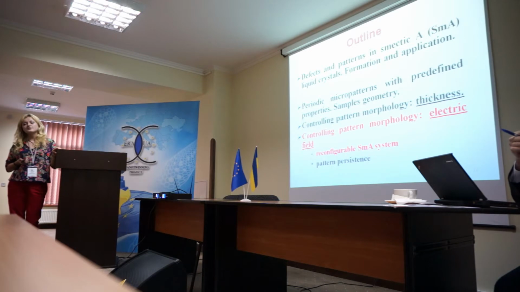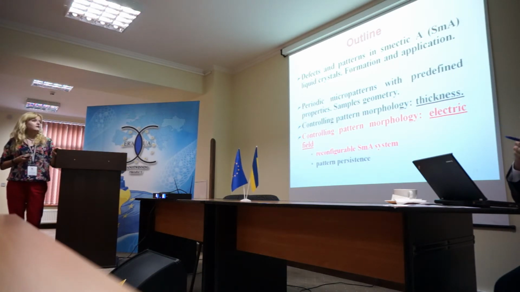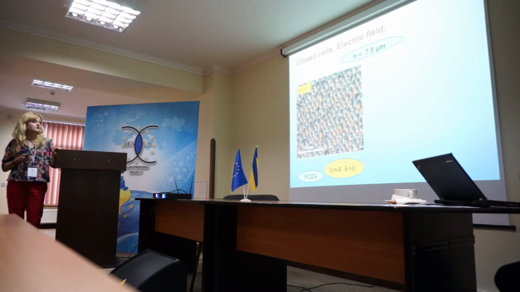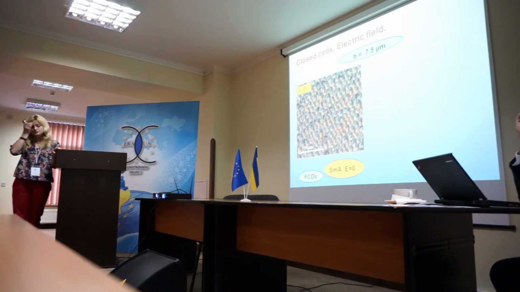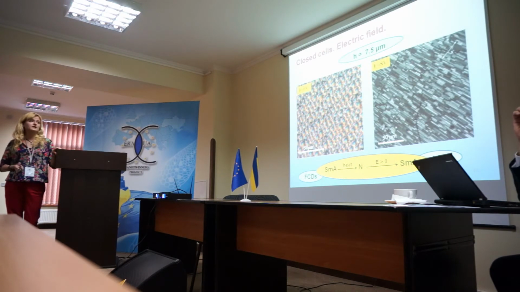Another controlling parameter that we studied is an electric field. For studying the electric field effect on the smectic liquid crystal patterns, we created cells. Without an electric field, we had only focal conic domain lattices in such cells. And what happened when we applied an electric field at the nematic to smectic A transition is that we observed a one-dimensional array of linear defects.